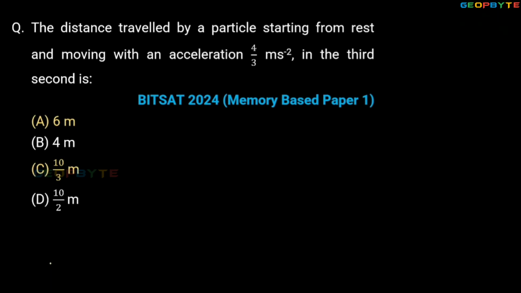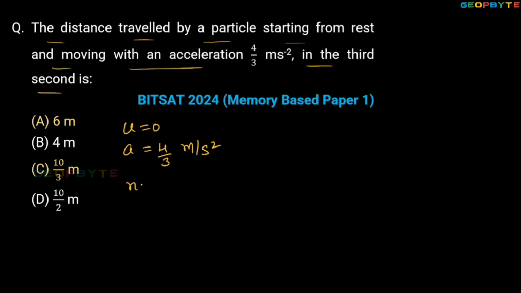It is asking like this. The distance traveled by a particle starting from rest. Starting from rest means initial velocity u equal to 0, and moving with an acceleration of 4 by 3 meter per second square, in the third second, that means nth second, n equal to 3. As you know, the distance traveled by the body in the nth second equal to u plus a by 2 into 2n minus 1.